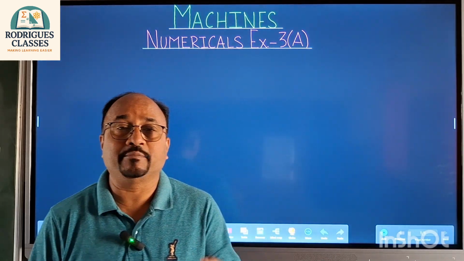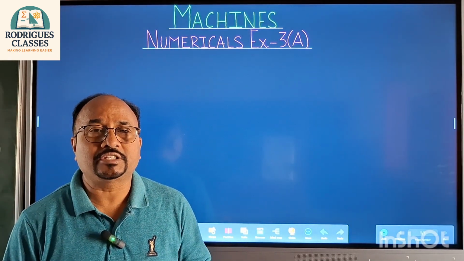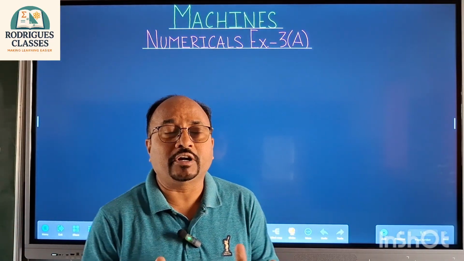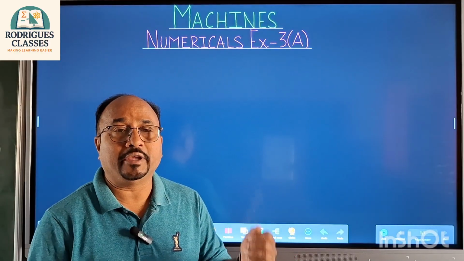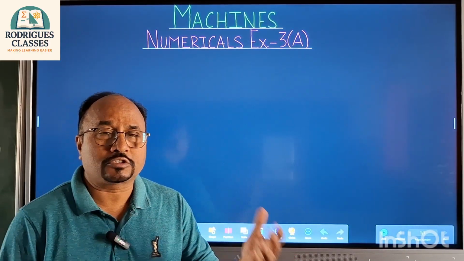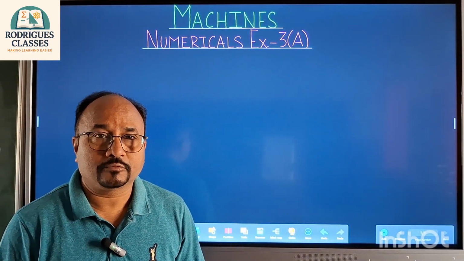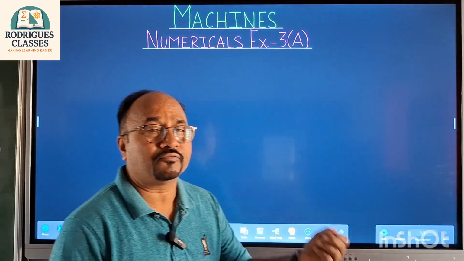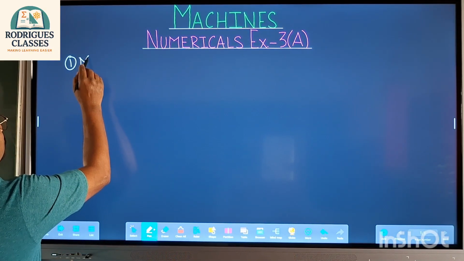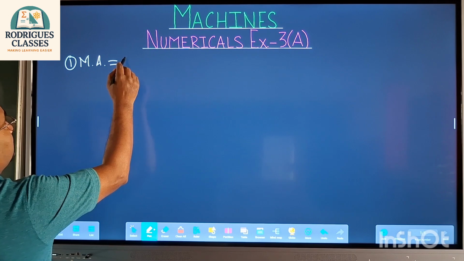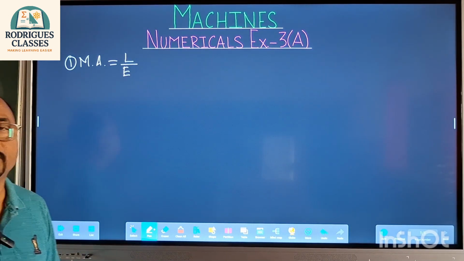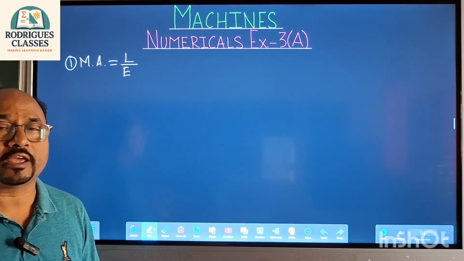First of all, it is the mechanical advantage, which is defined as the ratio between the load and the effort. Effort is the force which we apply while making a machine to work, and the load is the force which we have to overcome. So first of all, we write the formula for mechanical advantage. We will be taking mechanical advantage always as M.A. It is a ratio between the load and the effort. So we write it as L by E. L stands for load, E stands for effort.